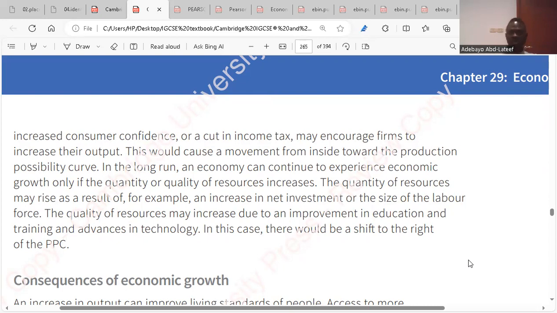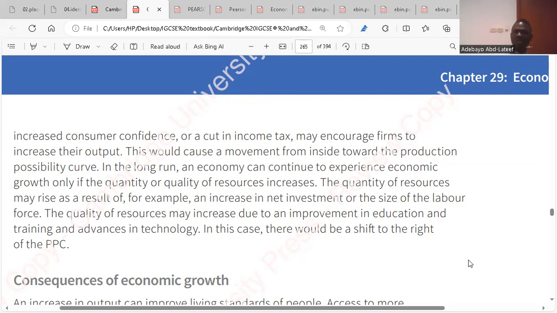And how can we get resources? It means we are improving the quality and the quantity of resources. We can improve the quantity of resources if we have new resources available. Maybe there's new exploration or discovery of new resources, or new firms are investing, or they are able to employ more workers. These are still quantity. But when we talk about quality, we're talking about advancement in technology, we're talking about education and training.